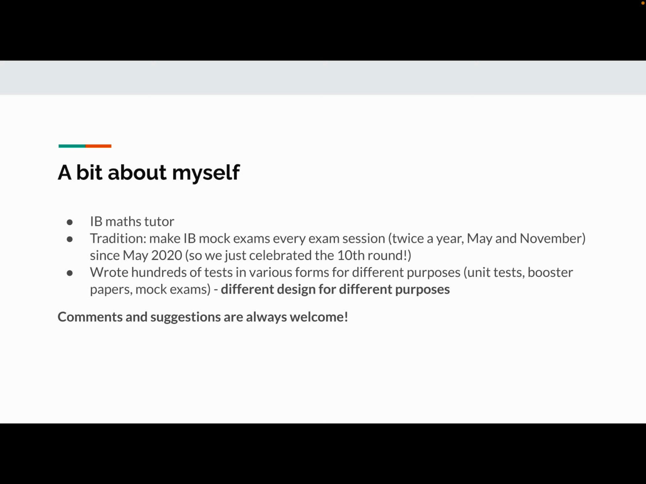I've written hundreds of tests in various forms for different purposes, varied from unit tests to booster papers to mock exams. They all have different designs as they are for different purposes. And of course, comments and suggestions are always welcome.